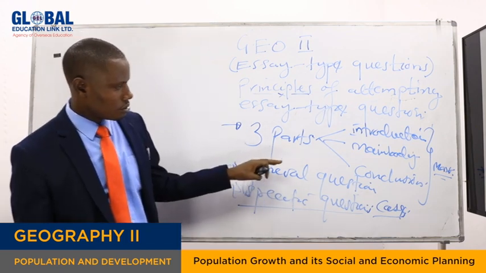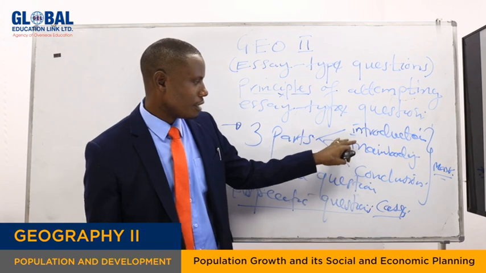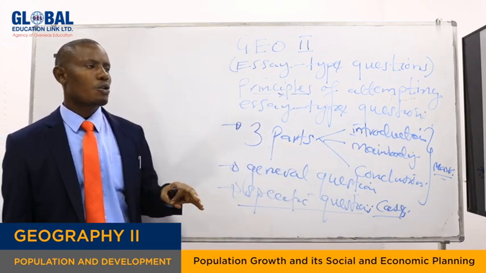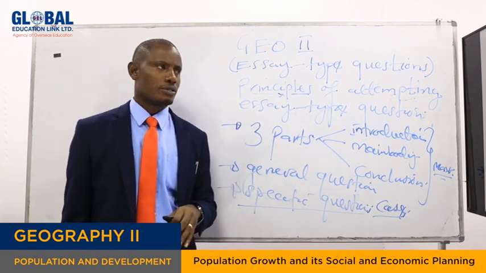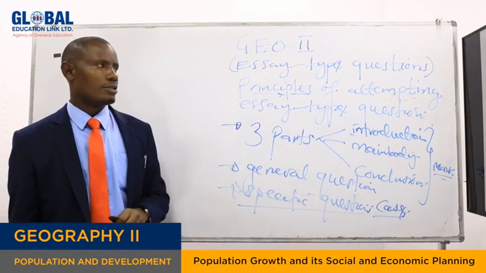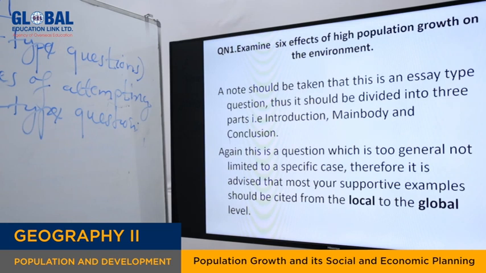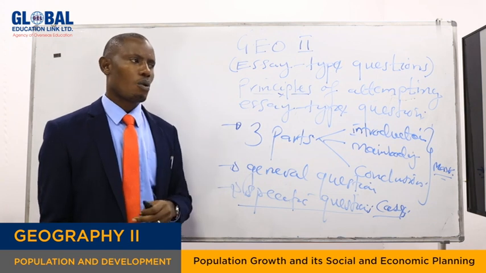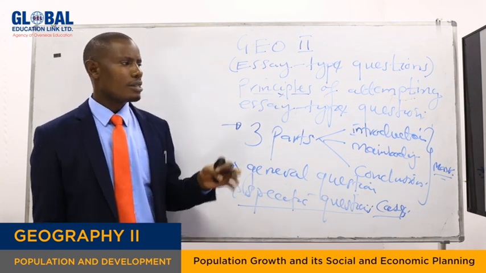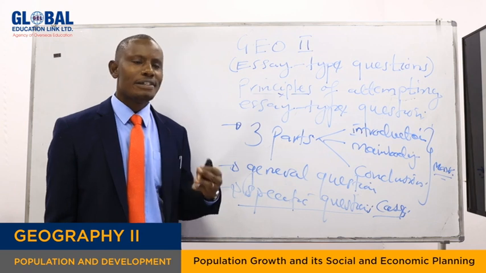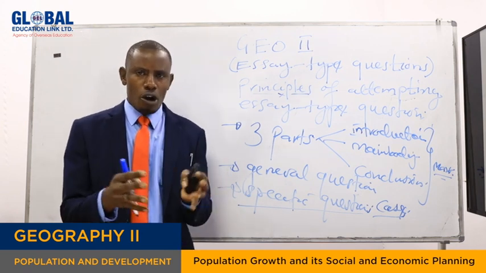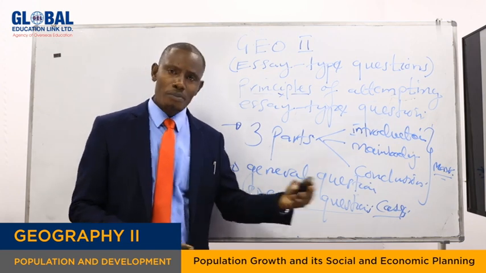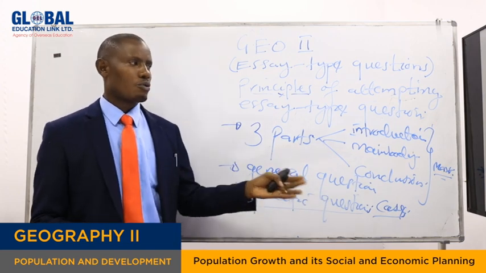Let's start with a revision of the introduction part. The introduction basically should conceptualize all the relevant concepts within your question. You have seen question number 1, which is about examining 6 effects of high population growth on the environment. Over there, the concepts to be conceptualized are high population growth and its relation to the environment, and it should be supported by vivid examples. If you manage to accommodate those requirements, at the end of the day you score the 4 marks required for the introduction part.